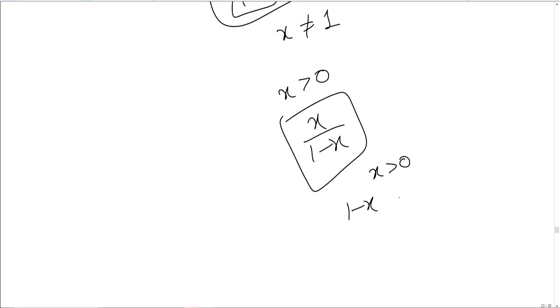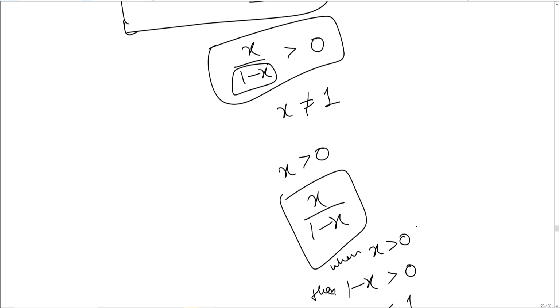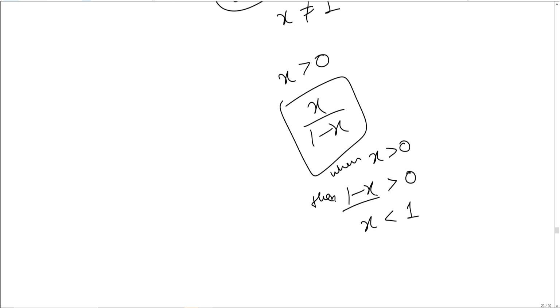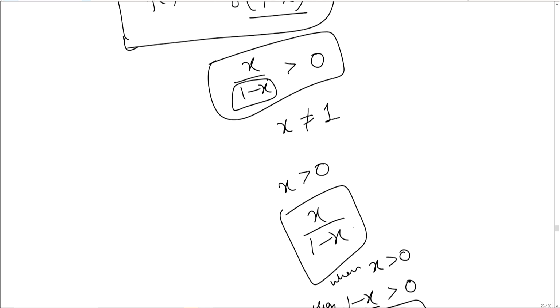So, what does that mean? When x is greater than 0, then 1 minus x should also be greater than 0. And in what situation will this be possible? When x is less than 1. Anyway, when x is negative, this does not hold. This will hold only when x is positive, and only when 1 minus x is also positive. And that can happen only when x is less than 1 as well as x is greater than 0. So, x has a value strictly between 0 and 1.